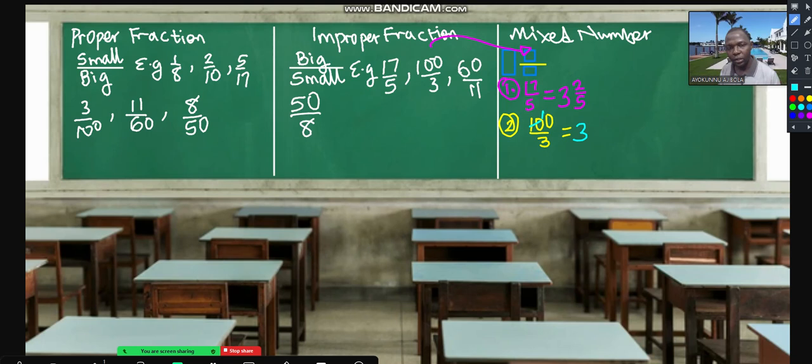So how many 3 goes in 10 again? That's 3. Then it remains 1 now over 3. So that means the answer is 33, whole number 1/3. And the last one, or not the last one, 60/11.